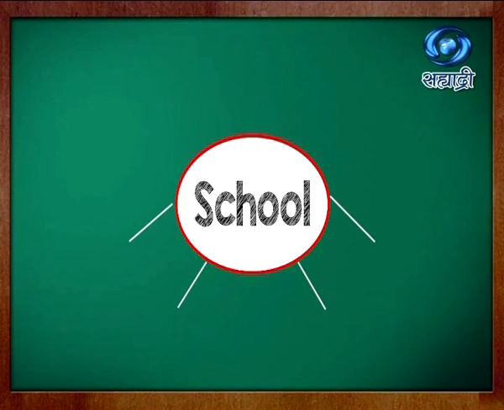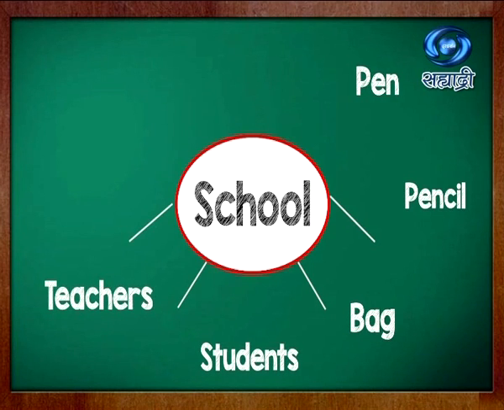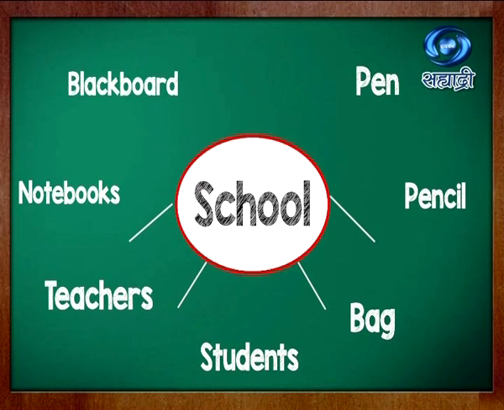Children, do you know what a word chain is? A word chain is when you write words associated with only one word. Sounds confusing? Let me clarify it for you. For example, if the word is school, I will have to write down words that come to my mind when I think of the word school: pen, pencil, bag, students, teachers, notebooks, blackboard, and a lot more words. So just like that, you create a word chain.